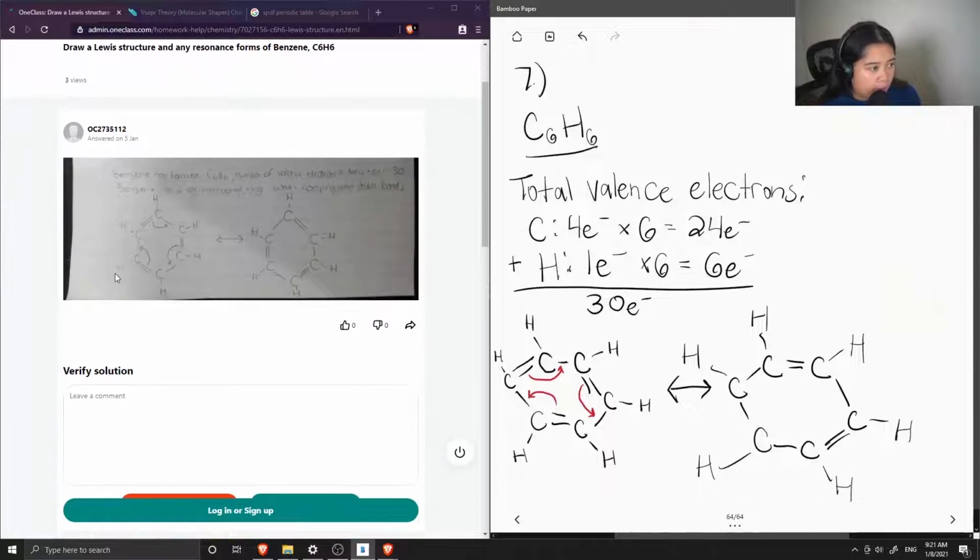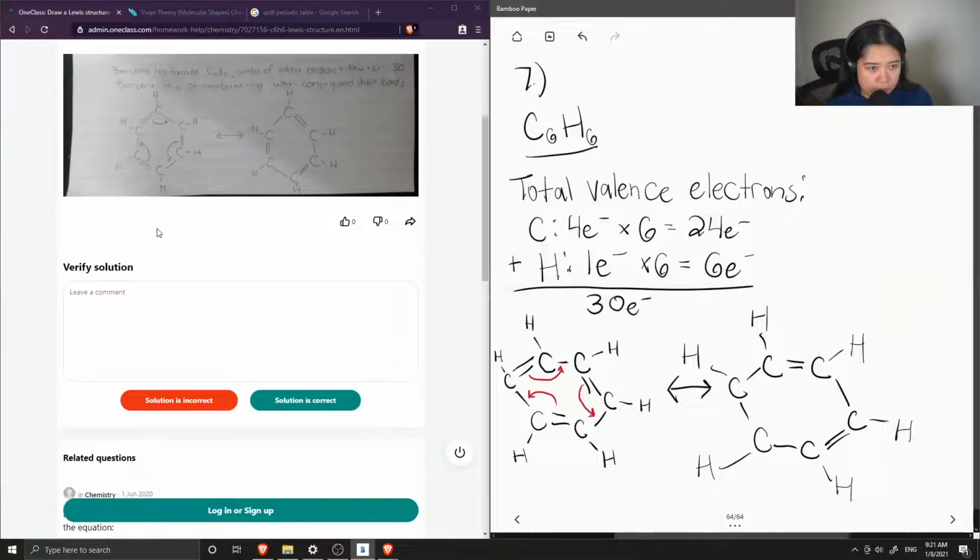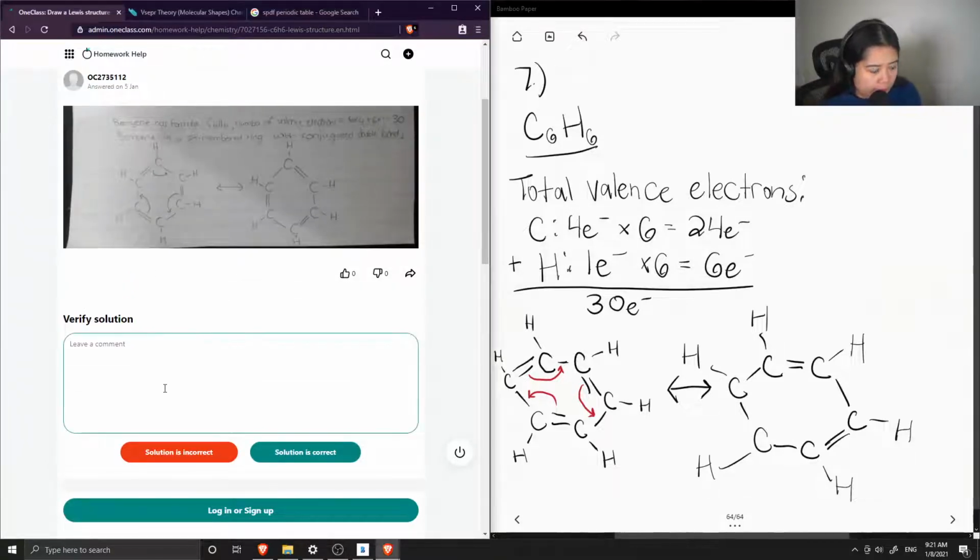And the junior tutor said benzene has a formula C6H6. Number of valence electrons is 30. Benzene is a 6-membered ring with conjugated double bonds. And then they drew out the two Lewis structures for benzene. So this solution is correct.